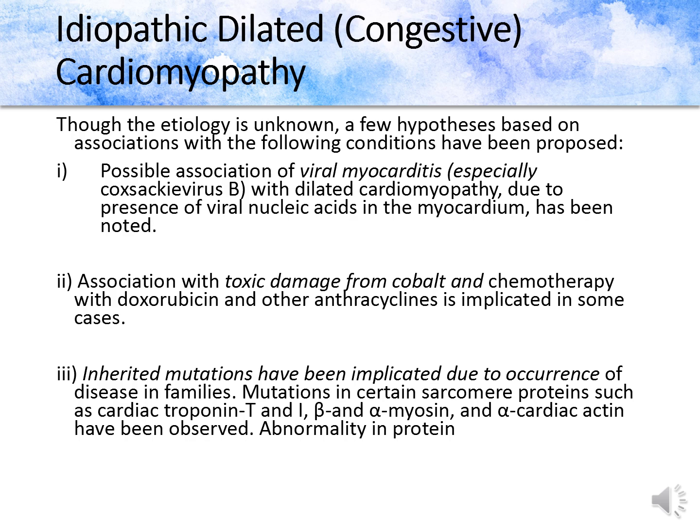And the third, inherited mutation, which may cause the occurrence of such disease in families. Mutations in certain sarcomere proteins such as cardiac troponin T and I, beta myosin, and alpha cardiac actin have been observed.